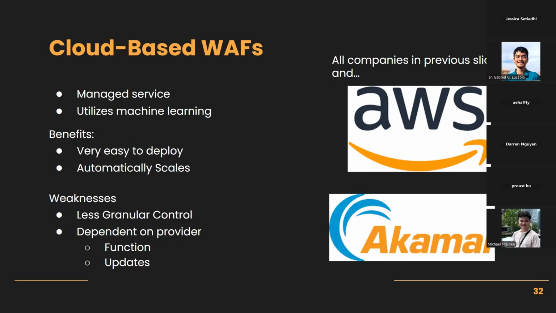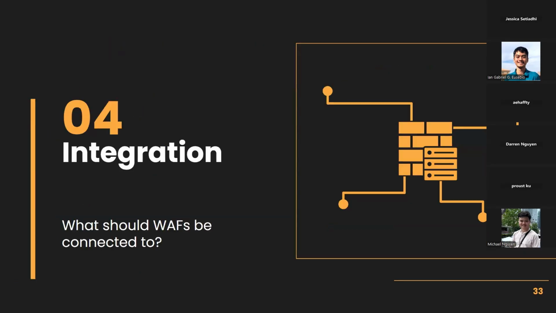One of the big benefits of cloud-based is that it's a managed service. It also utilizes machine learning to detect malicious patterns. And for the most part, it doesn't use the resources of the web server. It's going to be using resources from a data center, since it's cloud-based, right? Examples include Amazon Web Services, which has cloud-based web application firewalls, and Akamai, I believe is how it's pronounced.